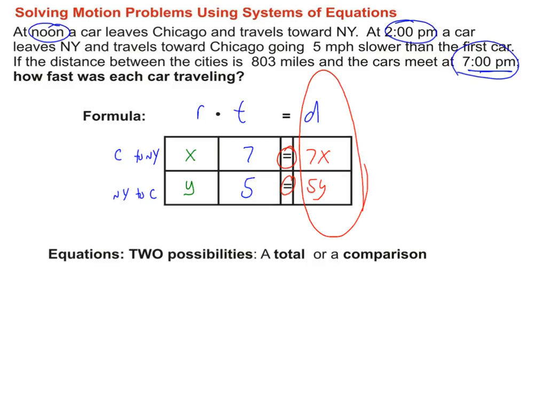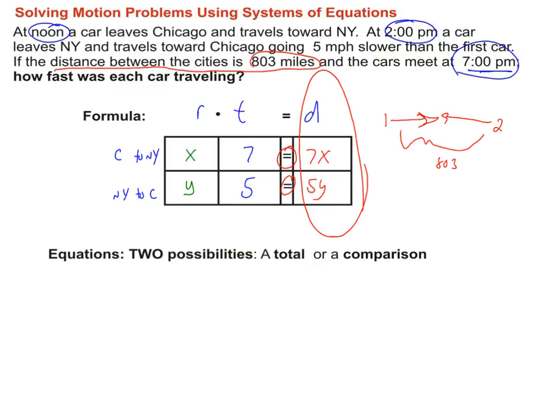So there's going to be a distance equation. And I'm going to deal with the distance equation first. And we have to decide, is the distance equation a total or a comparison? Well, how do you decide? You have to go back up into the problem and look at what it says about distance. It says the distance between the cities is 803 miles. You know, what's happening? One car starting at Chicago and heading to New York. The second car is starting at New York and heading to Chicago. And when they meet, that's 803 miles. And so that's a total.